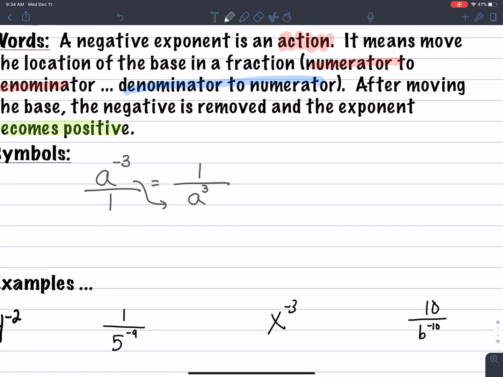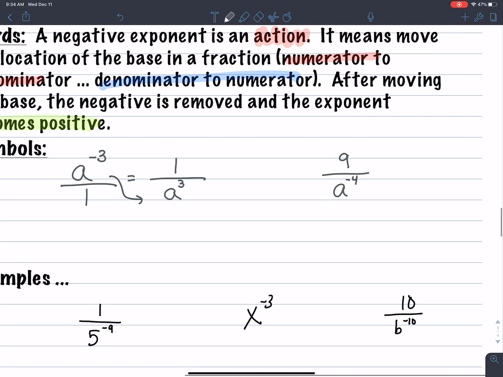Another example that it asks us to see, if I had something like 9 over a to the -4th, right now a is in the denominator of a fraction, so the negative exponent tells me to move it to the top and change it to a positive. Now there already was a 9 there, and as a reminder, when we're working with exponents, it's all multiplication. So if the 9 was already on top, they're being multiplied together. And as we remember before, if we remove everything from the numerator to denominator, we replace it with a 1.